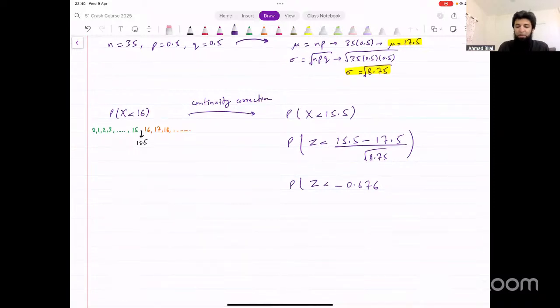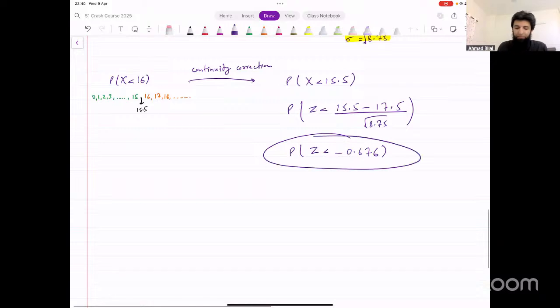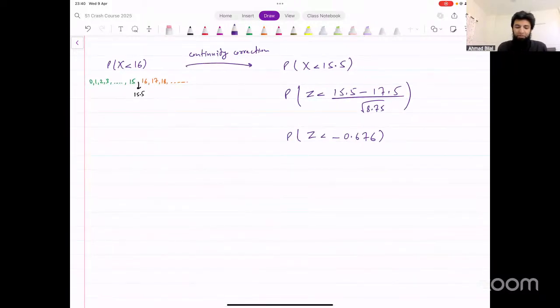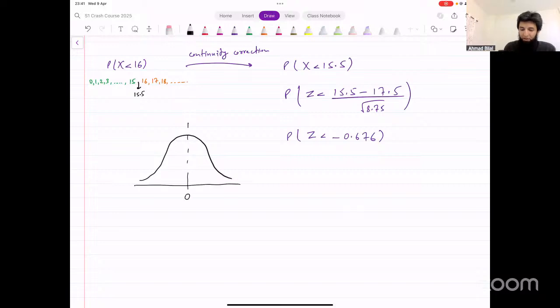How do we complete this process? We say z is less than this. Now, is this the standard form? This is not the standard form. We want z less than positive. So what we do is we think of the normal distribution curve. Let's say this is what the curve looks like. We have 0 in the middle. The z value is negative. We are looking for the area to the left of minus 0.676. That's the area that we want.